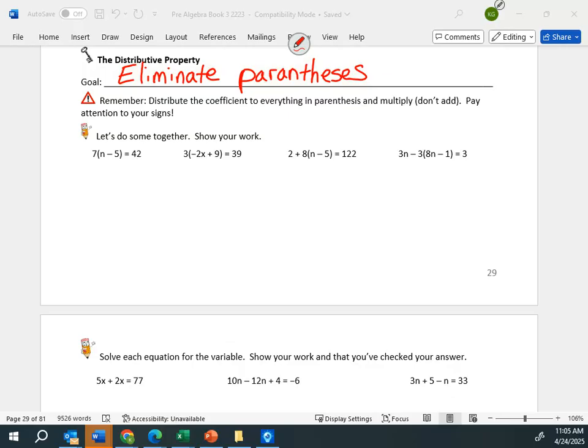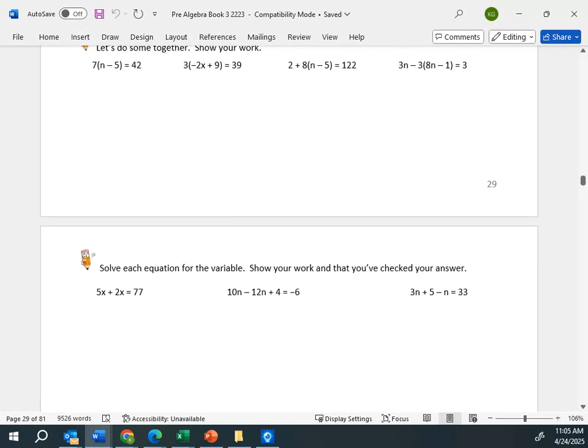So let's do some work together. Let me scroll up so we can see it better. Let's look at this first one. What is my first step? David? Do the distributive property, multiply 7 times n and then 7 times 5? 7 times n would be 7n. What's 7 times minus 5? Negative 35. Negative 35. And that equals my 42.